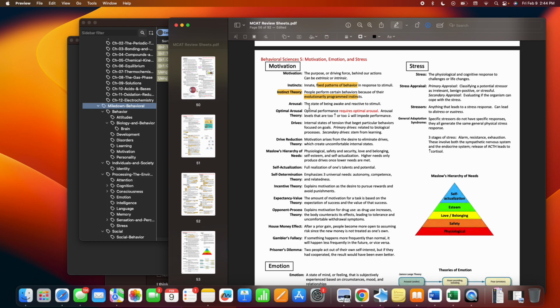Then we have arousal, which is the state of being awake and reactive to stimuli. It's not the sexual arousal. It can be very related since you're awake and you're responsive to stimuli. Then we have optimal arousal theory. Optimal performance requires optimal arousal. Arousal levels that are too high or too low will impede performance.